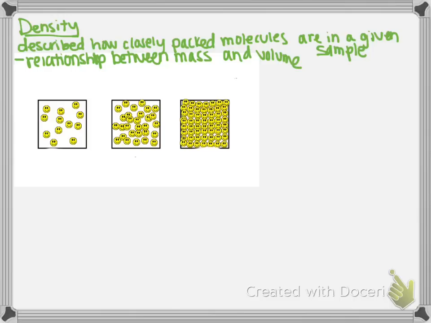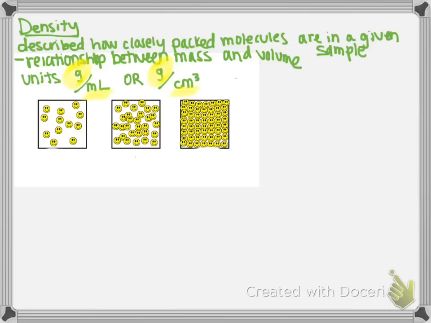Density is the relationship between mass and volume. And so, because it's a relationship between mass and volume, its units are either grams over milliliters, or grams per milliliter, or grams per centimeter cubed. Your mass is your grams, and your volume is your milliliters or your centimeters cubed.